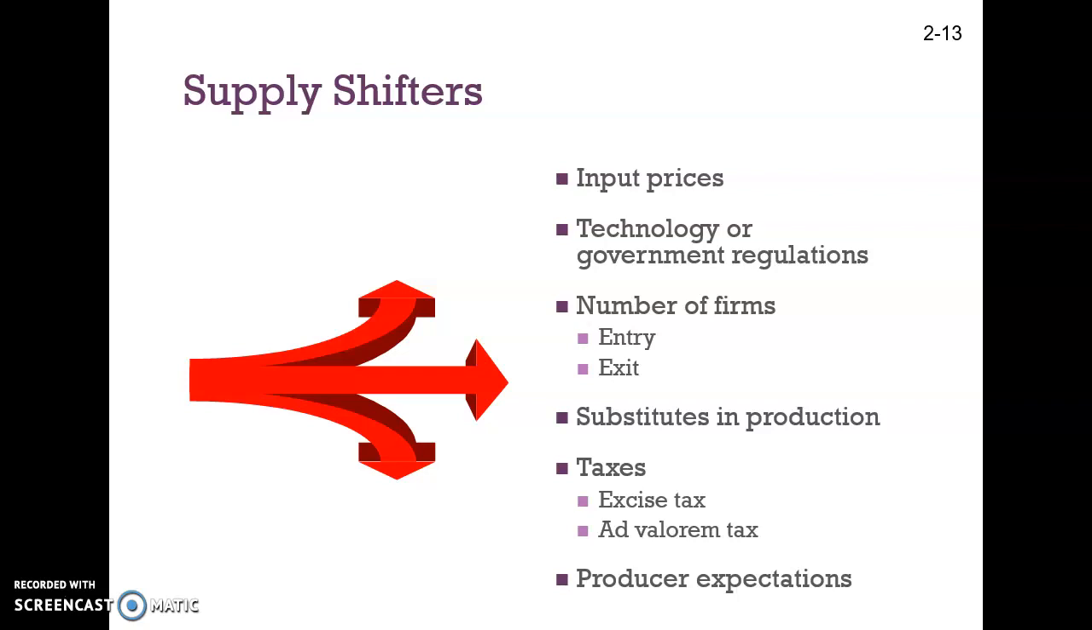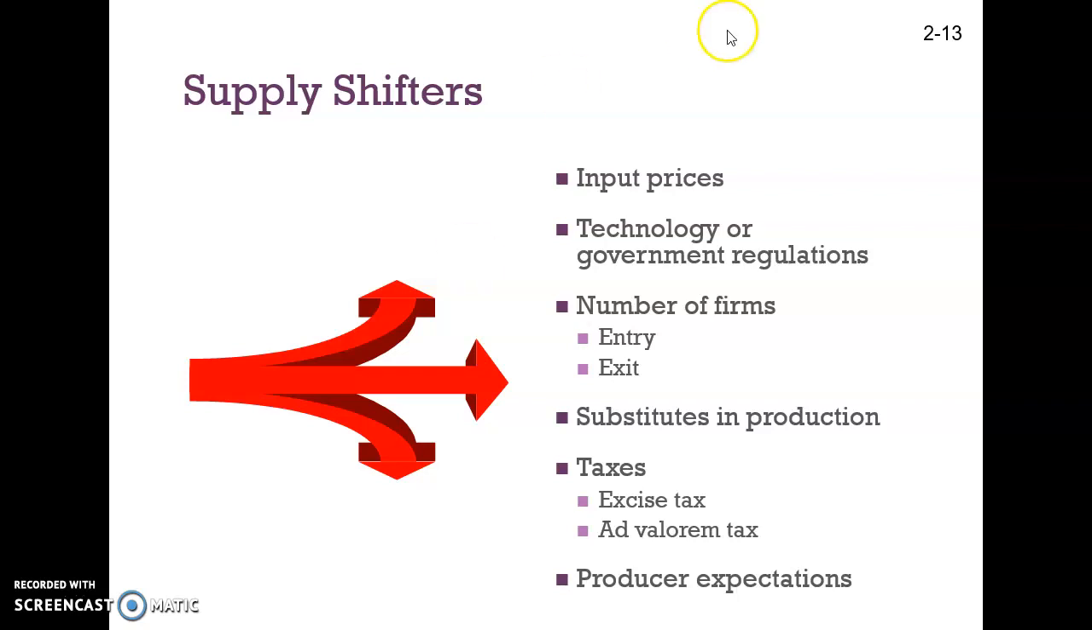Number of firms: whether the number of firms has increased or decreased. Entry means a new firm has entered that market, and exit means some firm has left the market. Substitutes in production: what type of good you are producing, and how many substitutes are being produced in that market by other firms. Taxes: excise tax and ad valorem tax, meaning what type of tax is levied, whether on the value or on the quantity of your product. And producer expectations: how the producer perceives the market, whether the producer is an optimist or a pessimist.